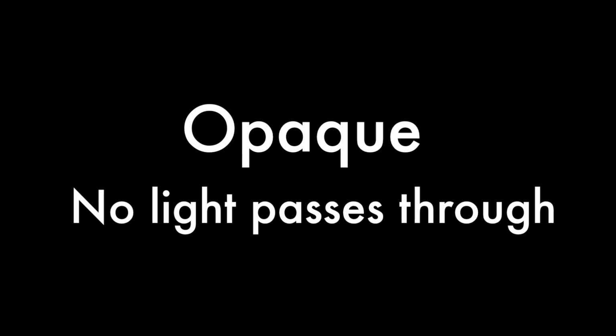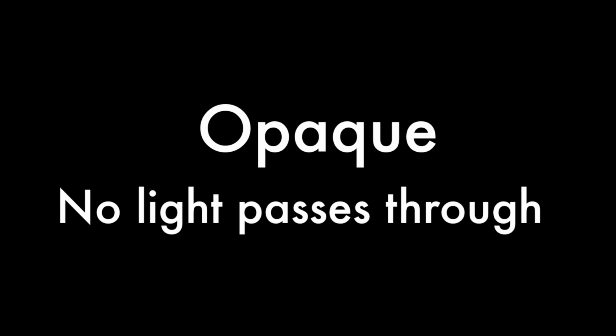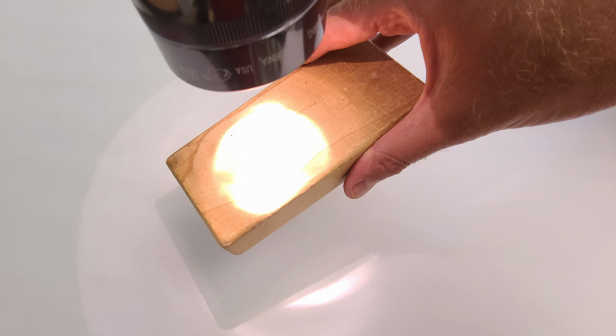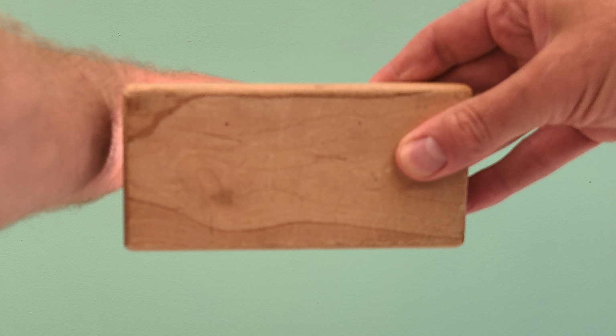Lastly, some objects don't allow any light to pass through them. They block the light completely. These materials are opaque. As expected, the wooden block gives us a clear dark shadow on the table. Placing the block between our eyes and our light source further proves that no light is getting through the material.